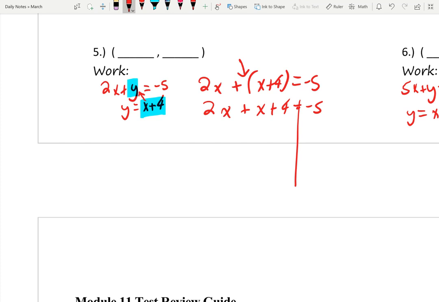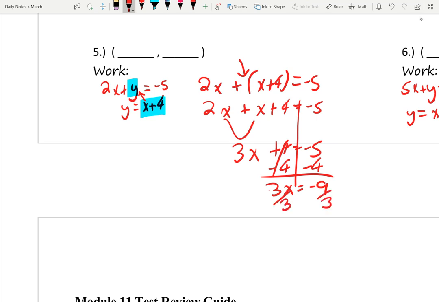And so now again, we have the same thing. 2x plus x is going to be 3x. We're going to bring down the plus 4, bring down the minus 5. We'll subtract 4 on both sides to get that canceled. And that'll leave you 3x equal to negative 9. And then when you divide by 3, we end up with x equal to negative 3. So x is negative 3.